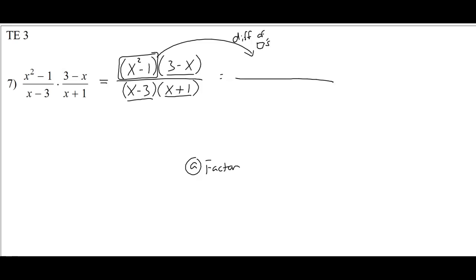I'm just going to say factor. Okay, so this is a difference of squares. How do you do difference of squares? You take the square root of the first term, which is x. You take the square root of the last term, which is 1. You're going to write that twice. For one of them, you're going to make it a plus. The other one, you're going to make it a minus. So that's difference of squares.